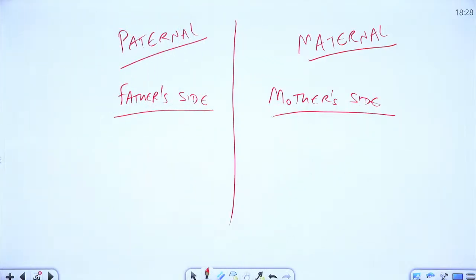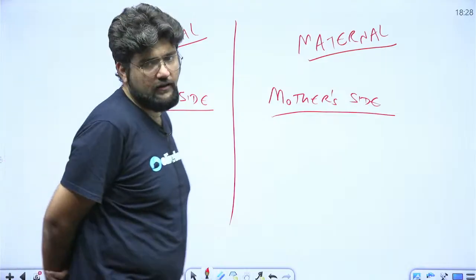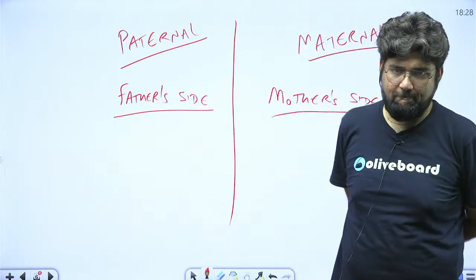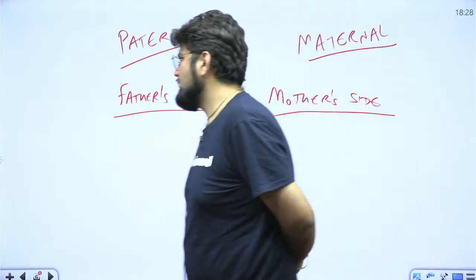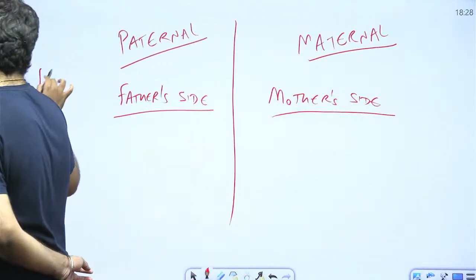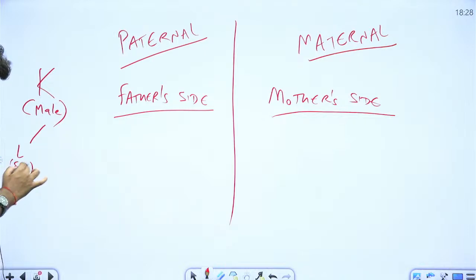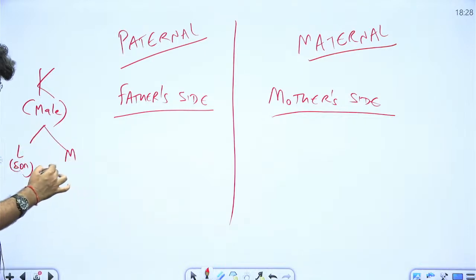Now, if somebody is a grandfather, then he has a son. Let's suppose I'll show it to you like this. If K is a person, a male, and he has one son, L, and one daughter, M.